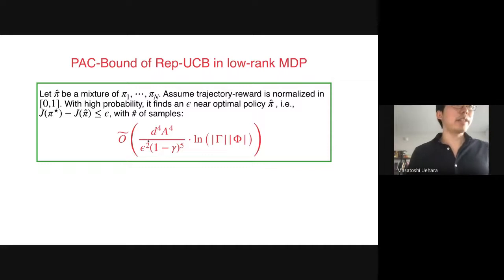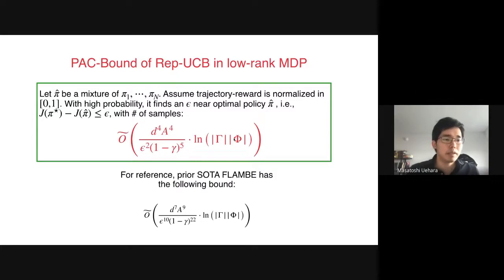Well, here is our theoretical result. Let pi hat be a mixture of pi 1 to pi n, where n is the number of episodes. Then with high probability, the algorithm finds an epsilon near optimal policy, pi hat, with this sample complexity. Recall that d is the rank of the low-rank MDP, and log of Gamma and Phi are the sizes of the function classes. You can see that comparing to the prior state of the art, all parameters are improved.